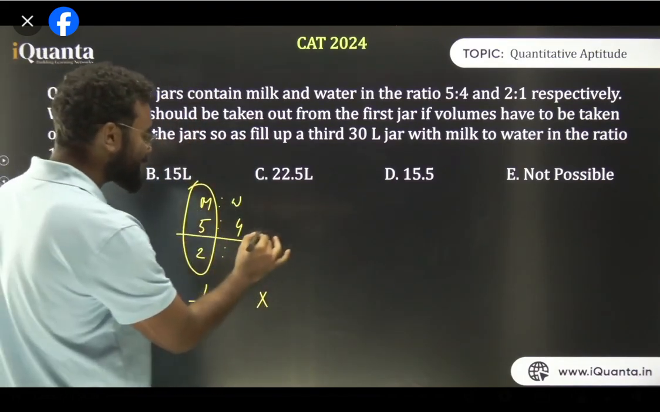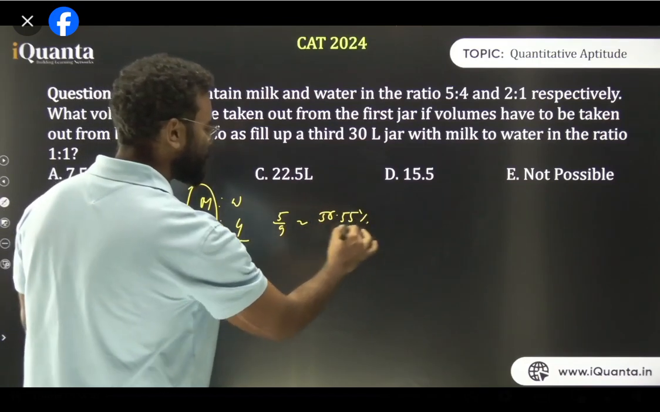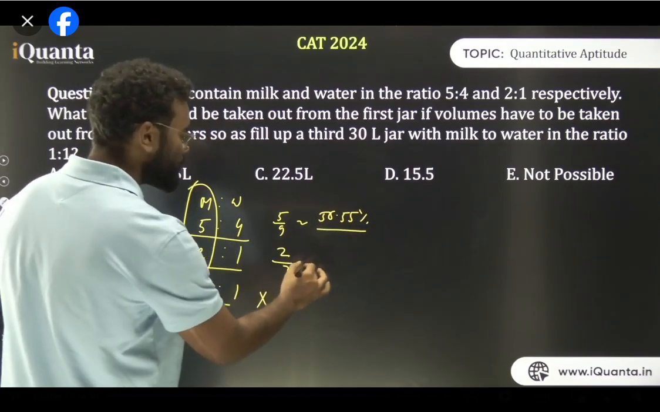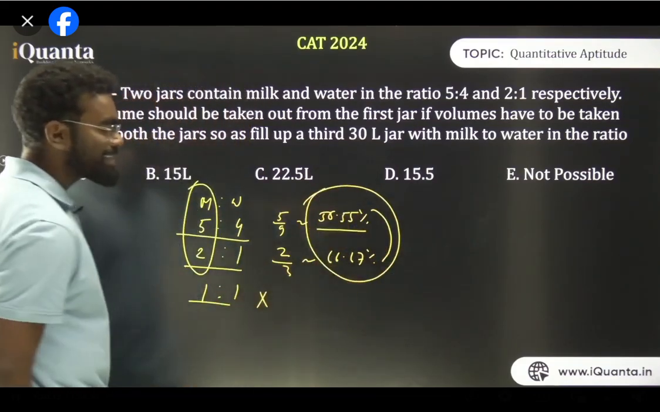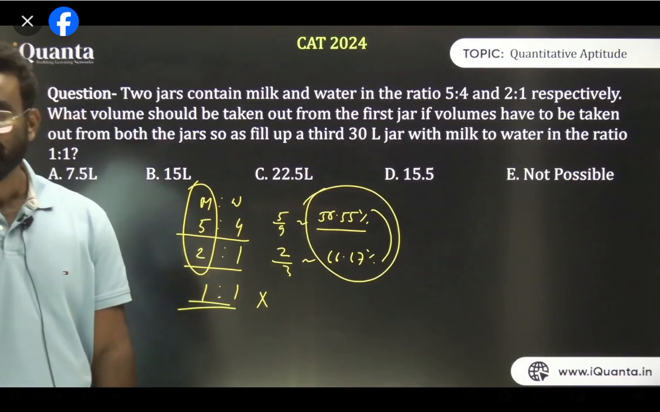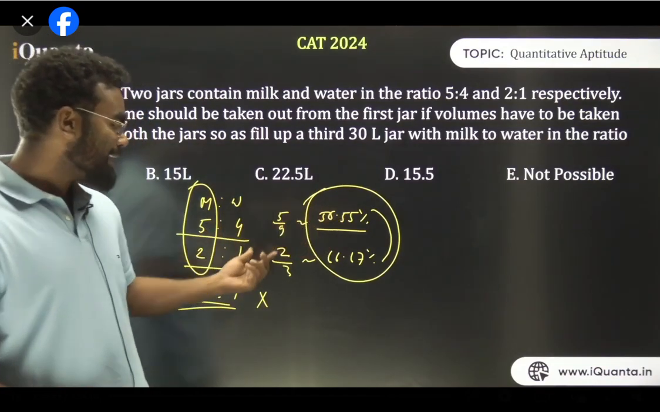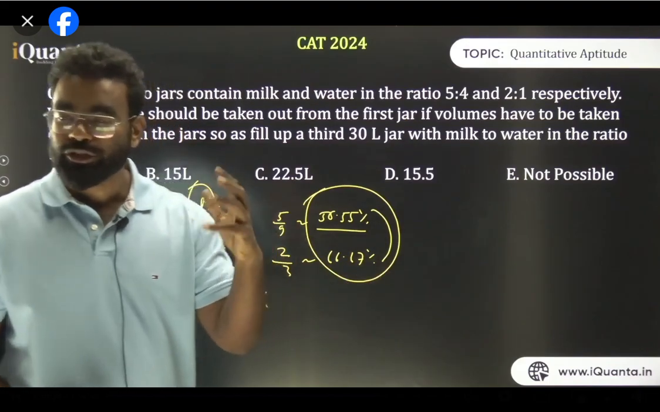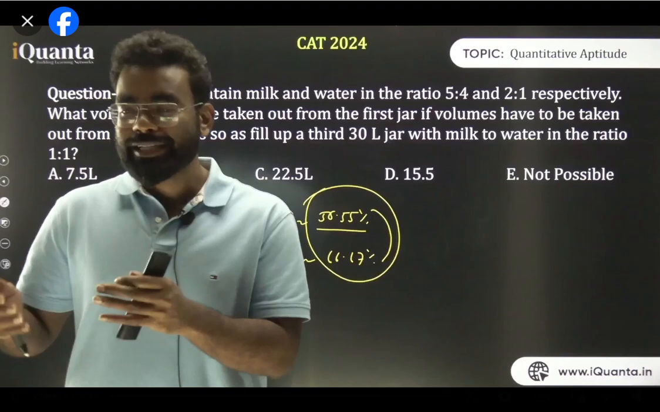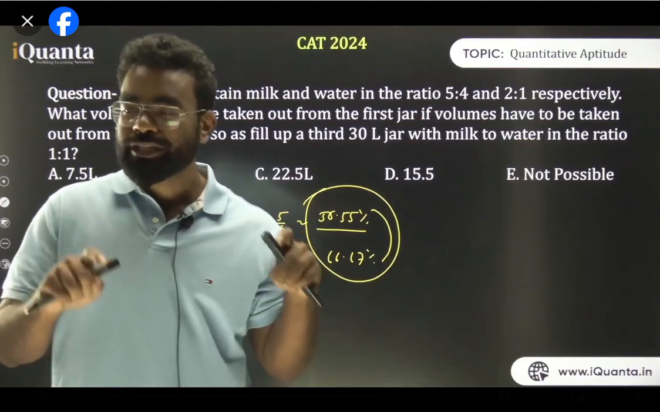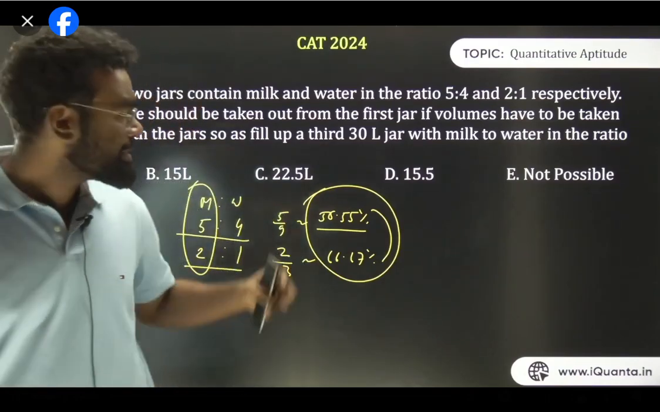If you think about this, in this case, the amount of milk is 5 upon 9, which is 55.55%. And in this case, it is 2 upon 3, which is around 66.67%. So if you mix these two, the average should be between 55 and 66, but it cannot be 1:1, which is 50%. That's why the answer is option E. Am I clear? It cannot be 50% because whenever it is 1:1, it has to be 50%. Your average is always between the highest value and the least value. It cannot go beyond the least or the highest. So the answer is option E, not possible.